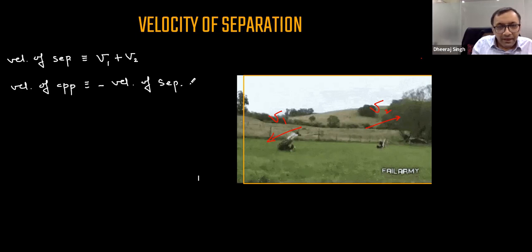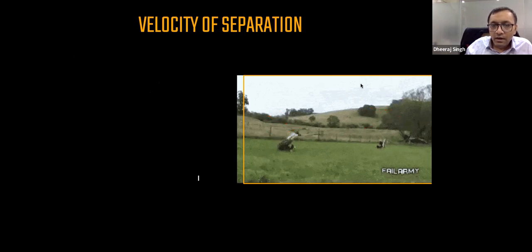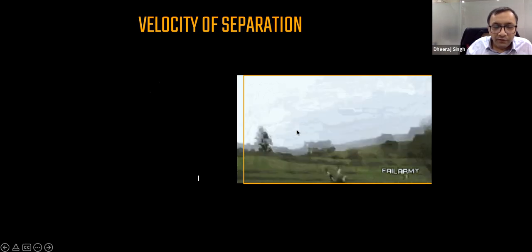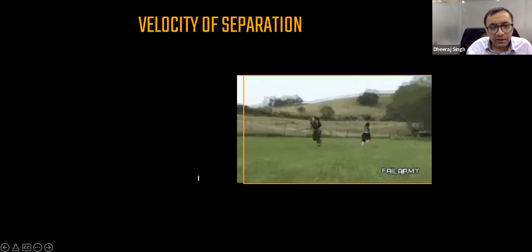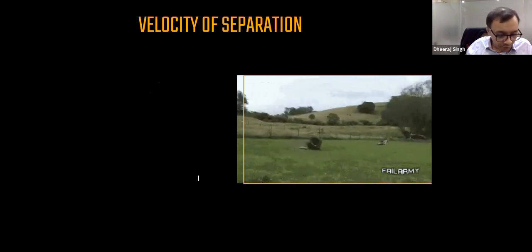Is it still confusing? Should I give more examples? Okay, let me give a few more. In fact, since the velocity of approach you said was V1 plus V2. Yes. V1 plus V2. In that example, it was V1 plus V2.